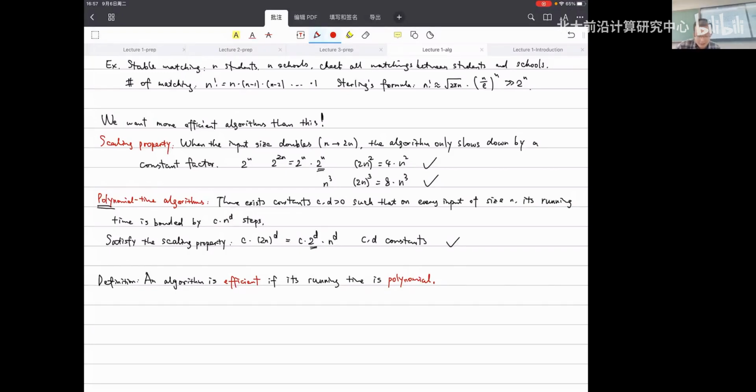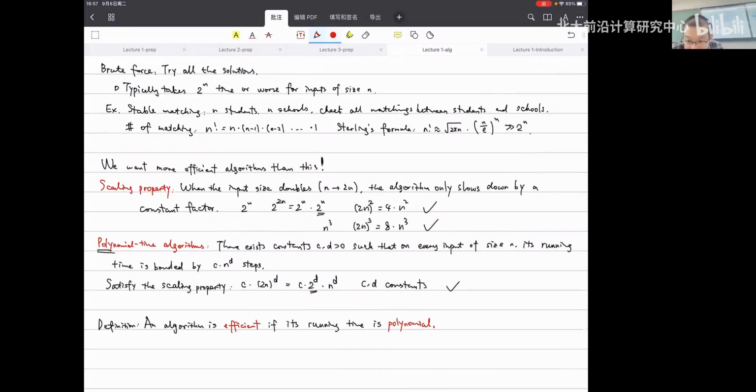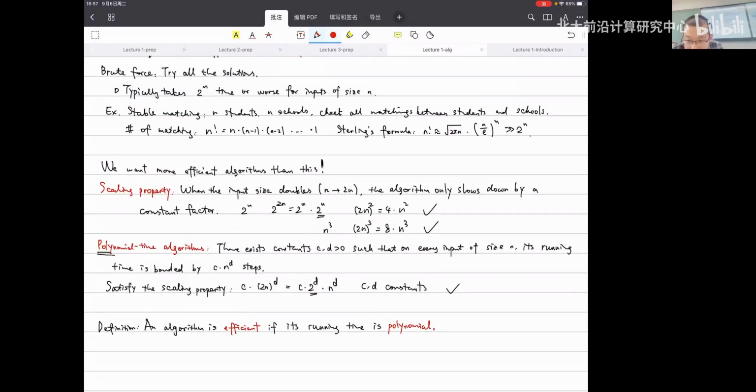Oh, there are also some questions online. The student asked, I don't understand what the constant C does in polynomial time. So you mean this C times N to the D here? It can be the case that, for instance, this constant is large. Maybe in some algorithm the cost is like 100 times N squared. This can happen.